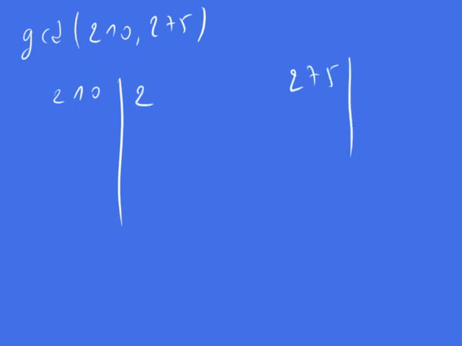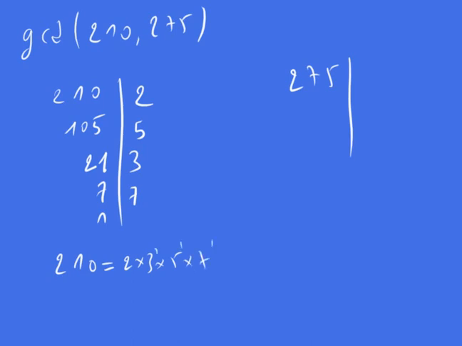We divide by 2, the quotient is 105. We can divide by 5, the quotient is 21. If we divide by 3, the quotient is 7, and 7 over 7 is 1. So 210 equals 2 times 3 times 5 times 7. Each factor is in the first power.